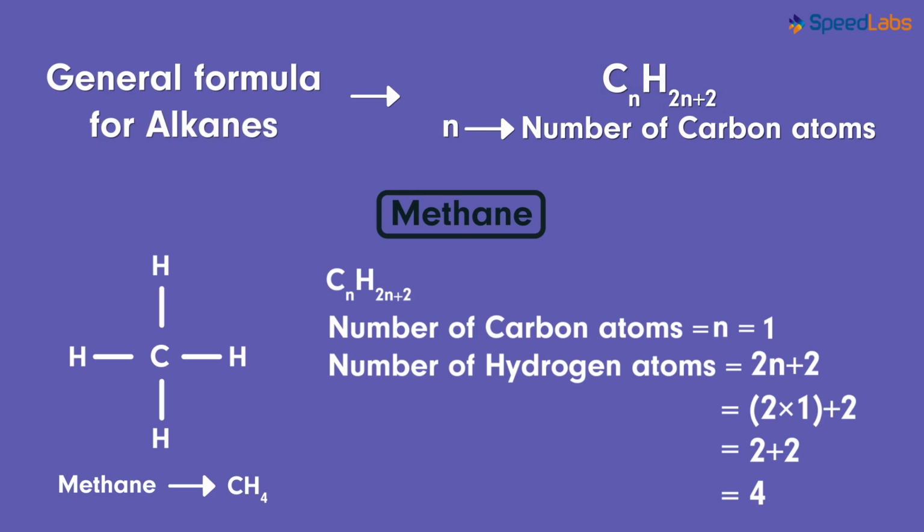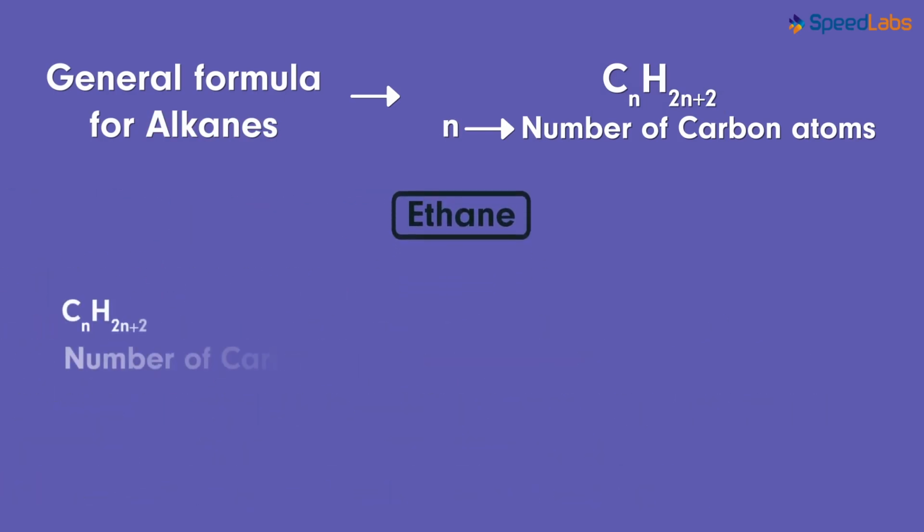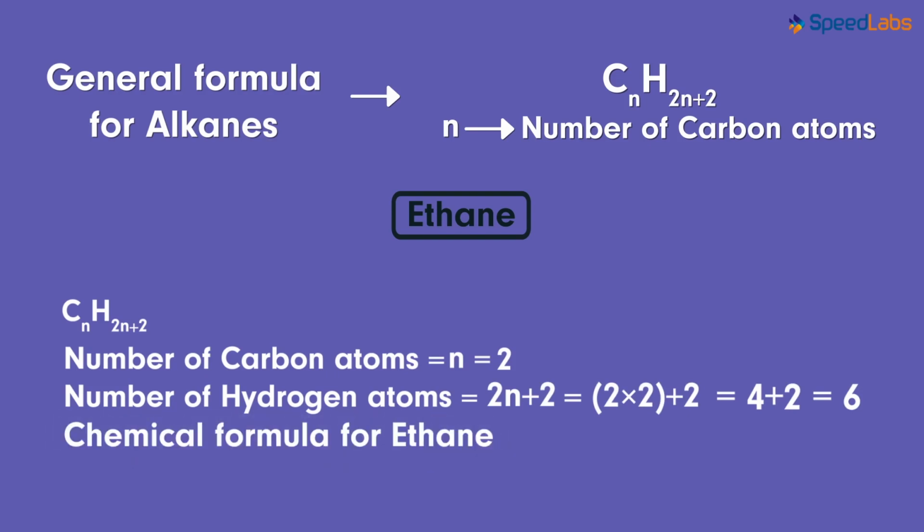We know that the alkane with 2 carbon atoms is ethane. 2 carbon atoms means the value of n in the formula will be 2. What about the number of hydrogen atoms? The number of hydrogen atoms is 2 times n plus 2. That'll be 2 times 2 plus 2. That is 6 hydrogen atoms. Thus, the chemical formula of ethane will be C2H6. This is how all alkanes can be represented.